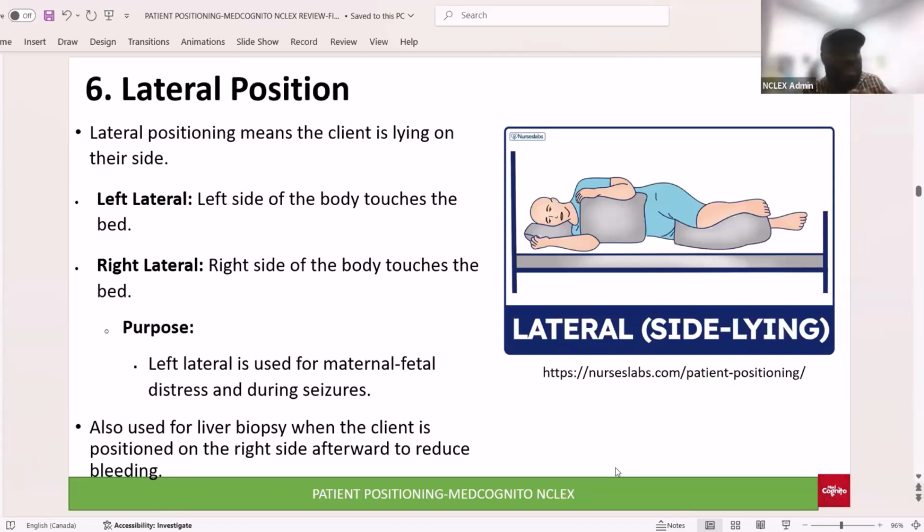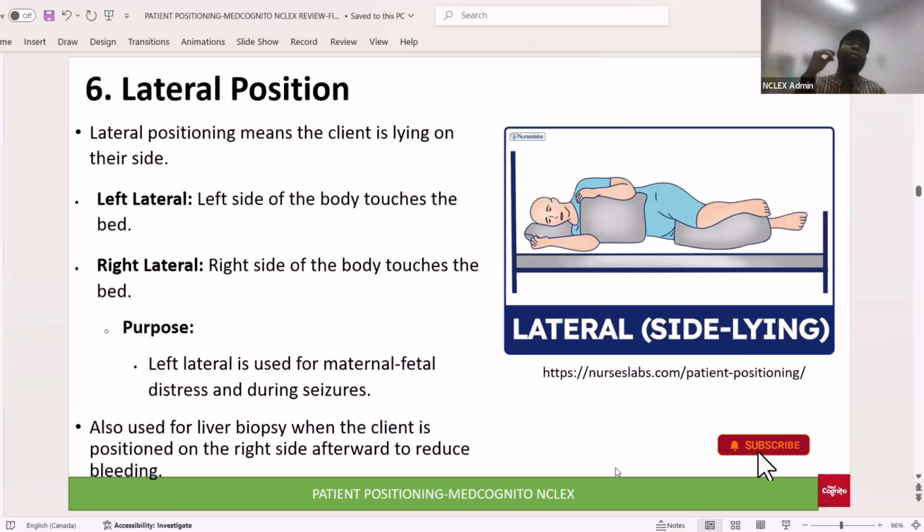We have the lateral position, which is when the client is lying on their side. You can lie on your left or on your right, so we have the left lateral position and the right lateral position. In the left lateral position, the left side is the part which touches the bed. In the right lateral position, it is the right side of the body which touches the bed.